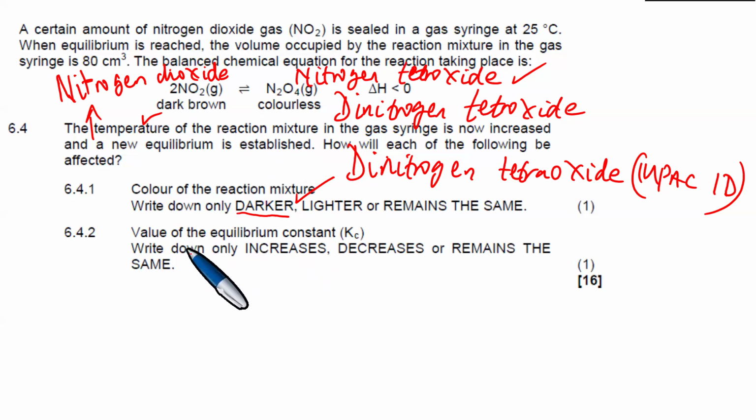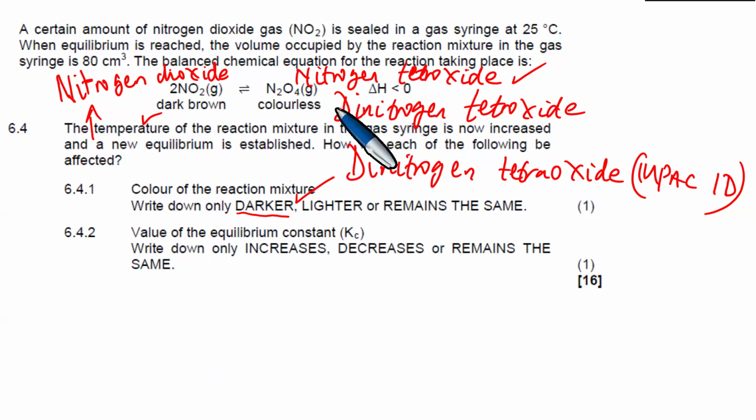6.4.2, value of the equilibrium constant. What would I say if they ask us to give a reason? So once again, the reason would be that an increase in temperature favors the endothermic reaction.